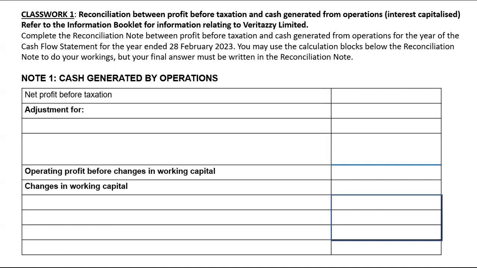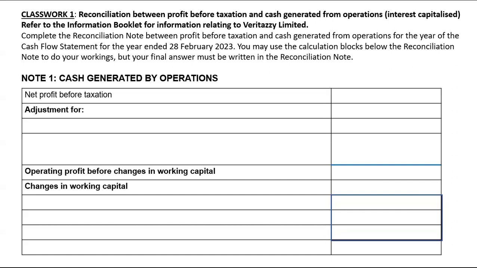Let's try and prepare cash generated by operations, which is a reconciliation between profit before taxation and cash generated from operations. And here we know that interest has been capitalized. We need to refer to the information booklet for information relating to Veritas Limited. We need to complete the reconciliation note between profit before taxation and cash generated from operations for the year, and we also need to prepare the cash flow statement for the year ended 28th February 2023. You may use calculation blocks below the reconciliation note to do your workings, but your final answer must be written in the reconciliation note.